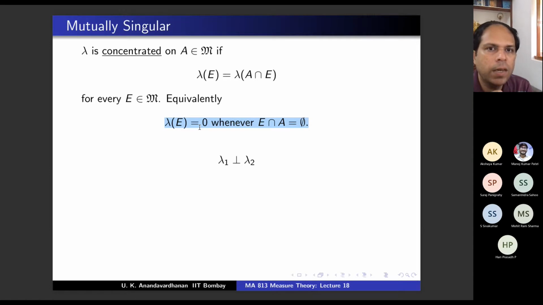So, whenever E intersection B is empty, E intersection A is also empty. Therefore, lambda is zero. Yes, sir. Got it. Okay.